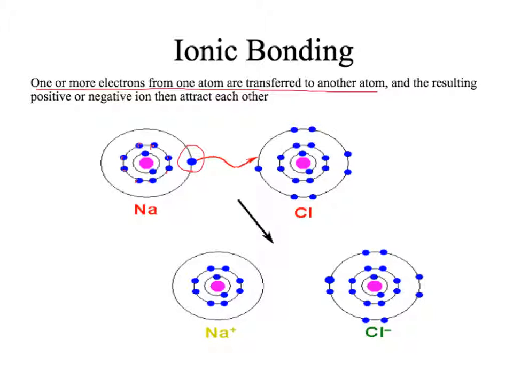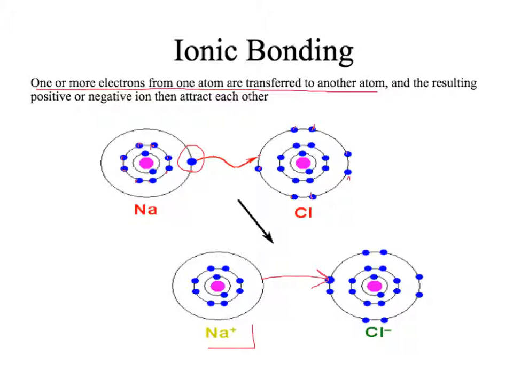Chlorine, on the other hand, has 7 valence electrons. In order to obey the octet rule for chlorine, it really wants to gain another electron. If it gained another electron, it would have 1, 2, 3, 4, 5, 6, 7, and then that one would be 8. So what happens is the sodium will give up its electron. You see down here, it doesn't have that one valence electron anymore. It gives it up to the chlorine. Chlorine now has 8, sodium now has 8, and they are obeying that octet rule.